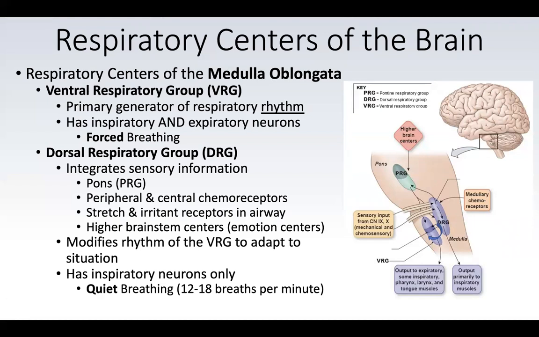The dorsal respiratory group has the special role of integrating sensory information. So it integrates the sensory stimuli that's coming from the external environment, and it will communicate that with the pons. The dorsal respiratory group has inspiratory neurons only, and it's responsible for quiet breathing, essentially normal breathing, normal inhalation and exhalation, similar to what you're doing now.